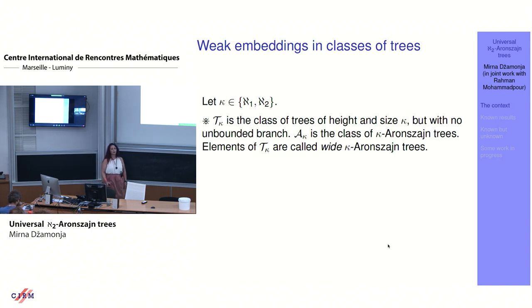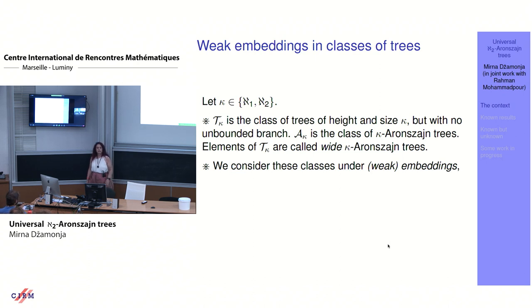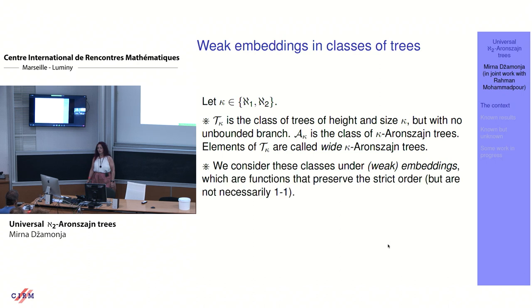Well, those who have been present in some of the Zoom talks that I've given on some recent work on this, I gave a few talks about wide α1 Aronszajn trees, and what I'm going to talk about today is an attempt to address the same problem, but for α2. So we're going to consider these classes of trees under what's called weak embeddings, although I might often forget to say this word weak. What is a weak embedding?